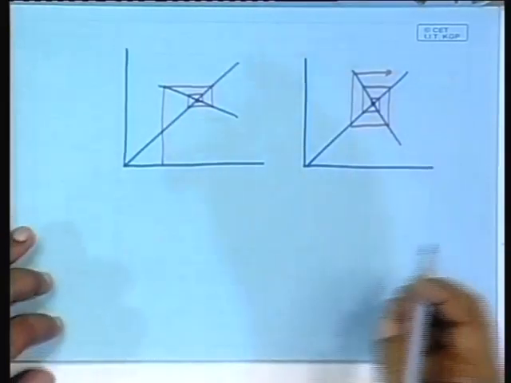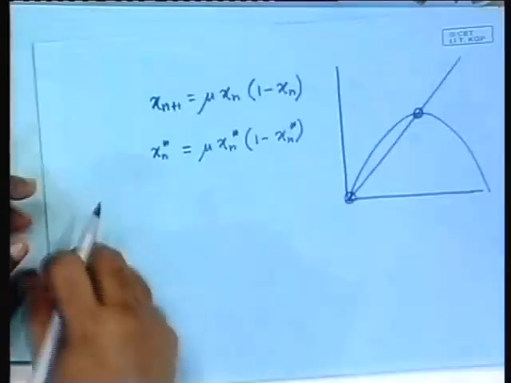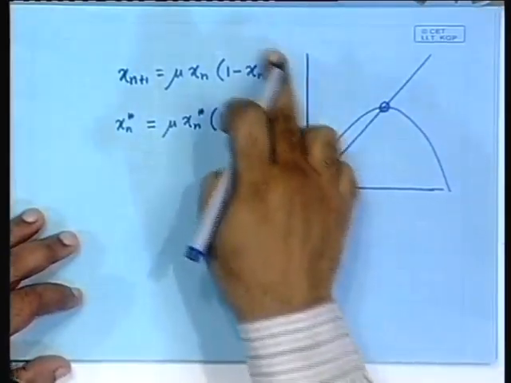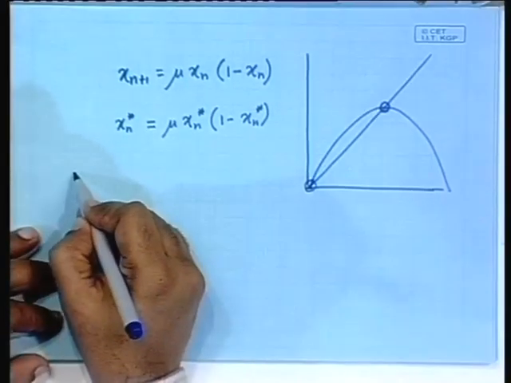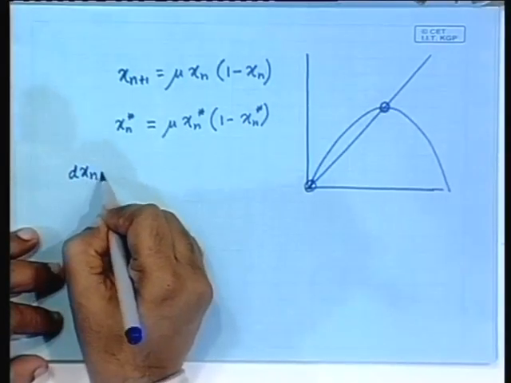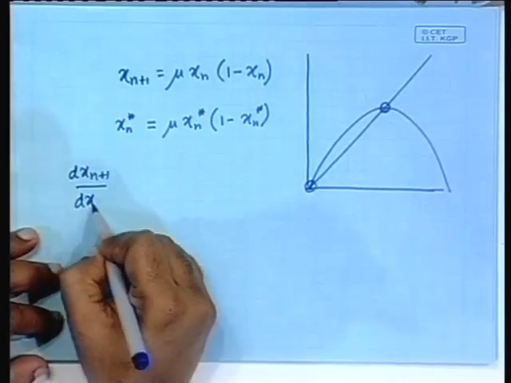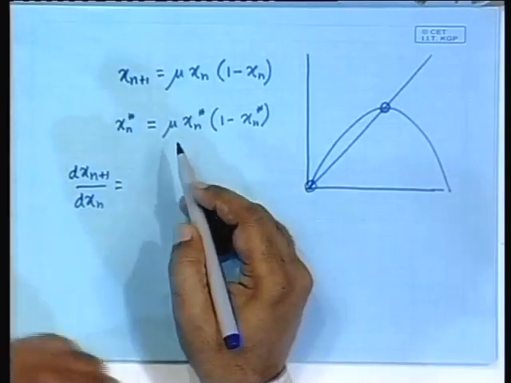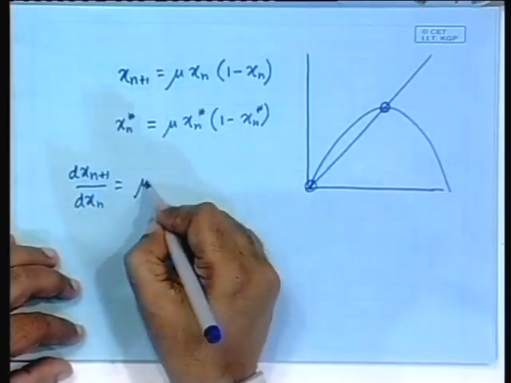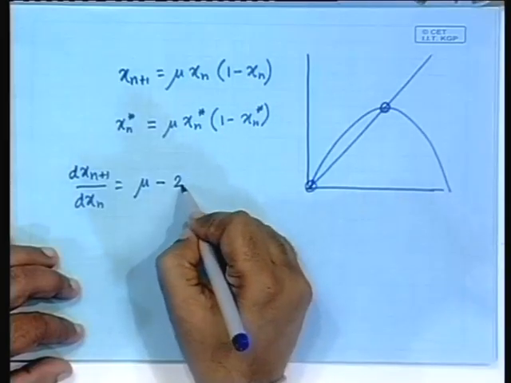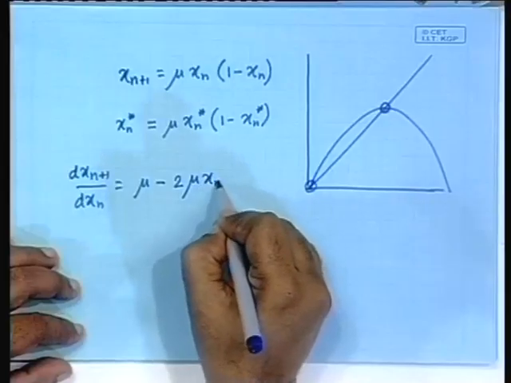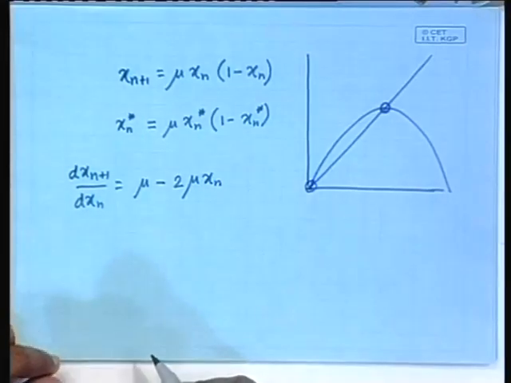So we have the map expressed like this, and we are interested in the derivative dx_{n+1}/dx_n, which is mu minus twice mu x_n. Right. If you take the derivative, you get this.